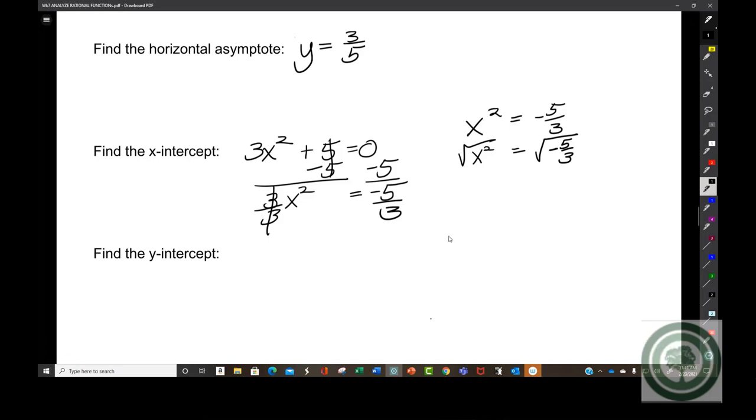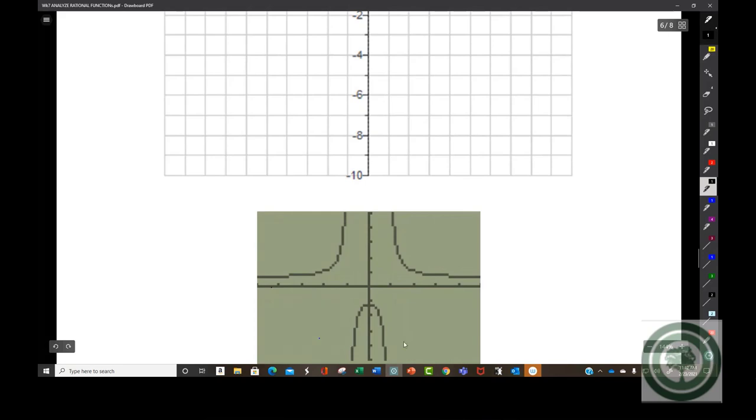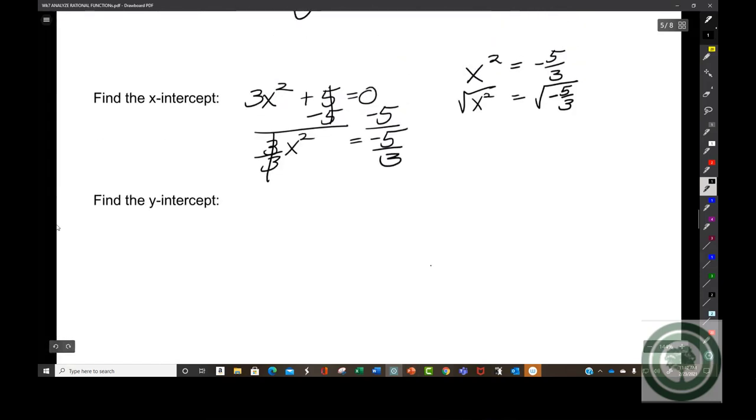You have the square root of a negative number. The error you get on your calculator is going to say not a real number. That is, that number is not in the real numbers system. So what that means is we do not have an x-intercept. Yep, look at that. We don't have an x-intercept. Doggone. All right, find the y-intercept, doggone it.